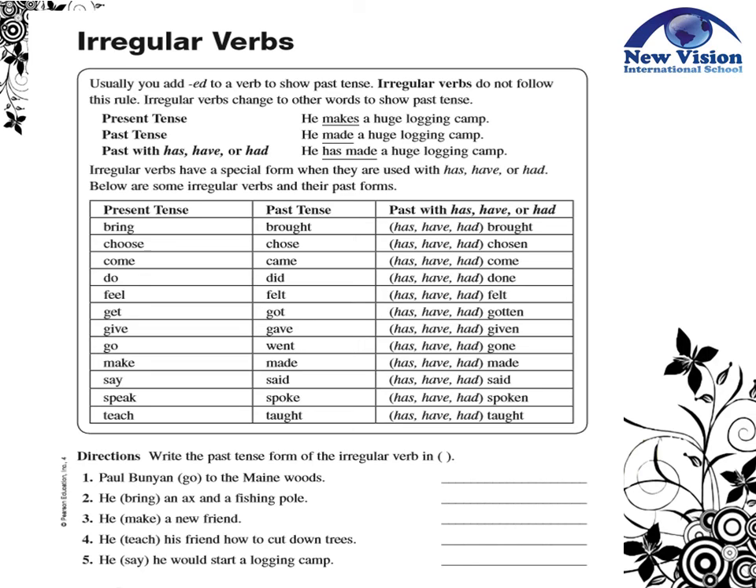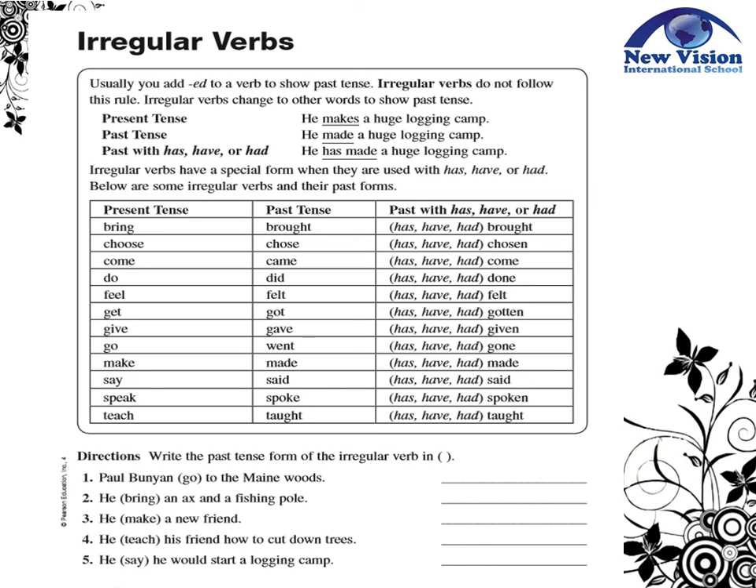Let's answer the activity. Write the past tense form of the irregular verb. Number 1, Paul Bunyan go to the Maine woods. Is it go? Because he said he wants the past tense, so we cannot say go. You have to change it. What's the past tense of go? Say it with me, please. Great job. It's went.